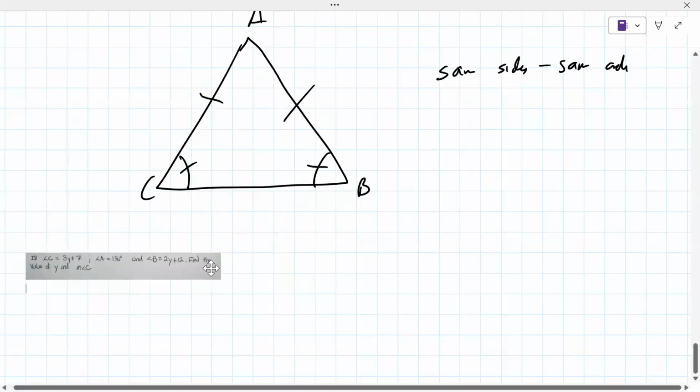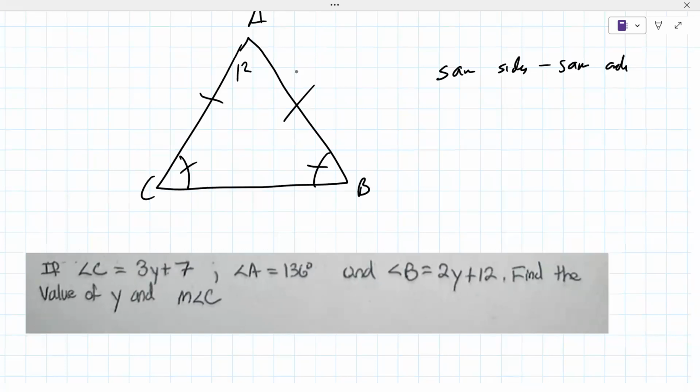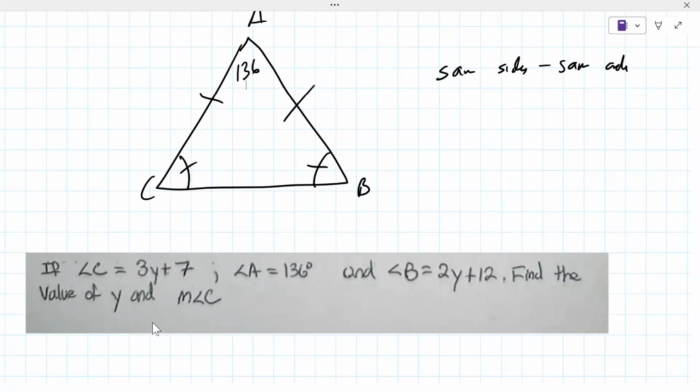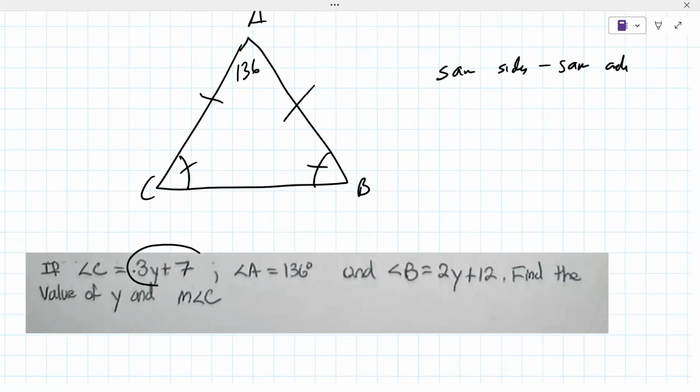It says measure of angle C is 3y plus 7, A is 136, and B is 2y plus 12. Find the value of y and the measure of angle C. They actually gave you too much information here, but whatever. Can't do anything about it. So I would use the fact that the two base angles are congruent and solve for y.